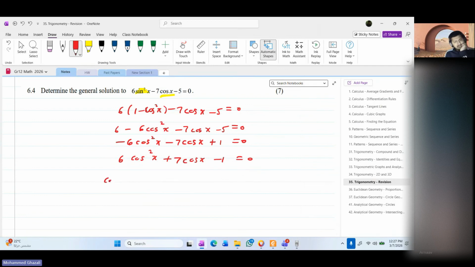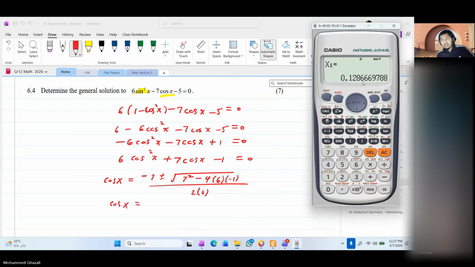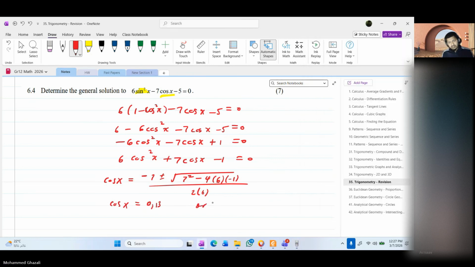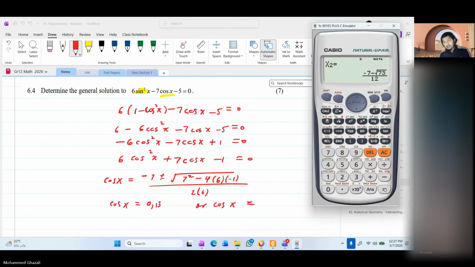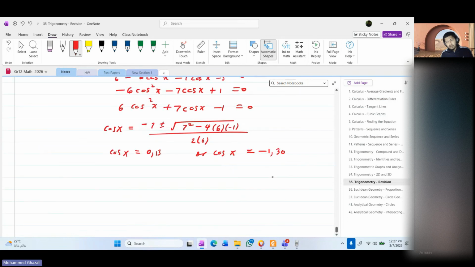So you use a quadratic formula. You're going to say cos x is equal to minus b, minus 7, plus or minus the square root of b squared, which is 7 squared, minus 4ac. Show you how to cheat quickly, right? Times negative 1, divided by 2 times 6. Right, so you're going to say cos x is equal to, that's the answer you got here, 0.13, or cos x is equal to negative 1.30.